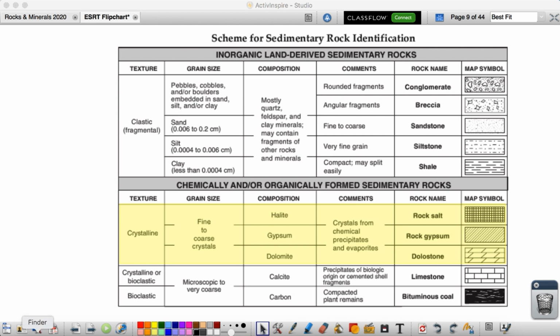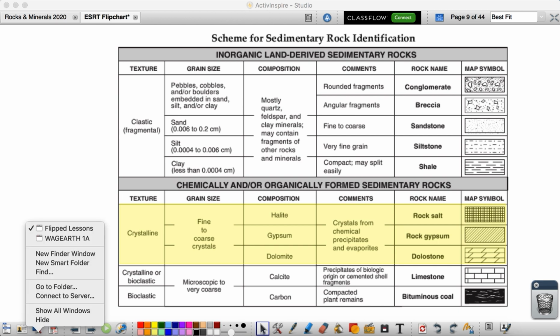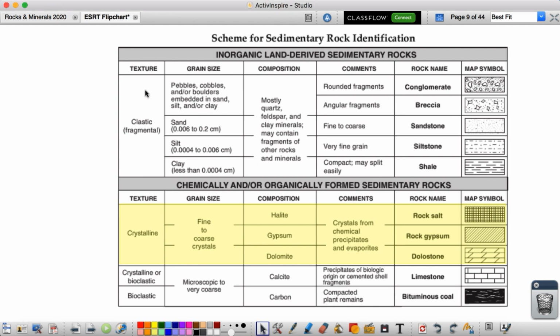So let's start with the Earth Science Reference Tables for a minute. Page 7. Now, the part right up here is the clastic rocks we learned about last time. The rocks that are formed from fragments of other rocks, compacted and cemented together.